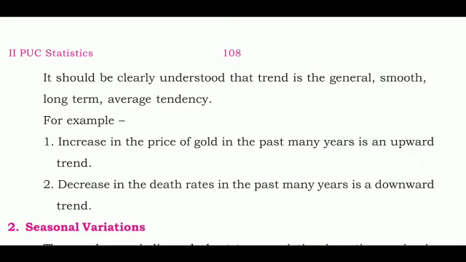So the examples here for secular trend are increase in the price of gold in the past many years is an upward trend. Yeah, true. I don't think even in the near future the gold price is going to remain less. It will always go on increasing. And the second example for secular trend is decrease in the death rates in the past many years is a downward trend. So these are the two examples on secular trend.